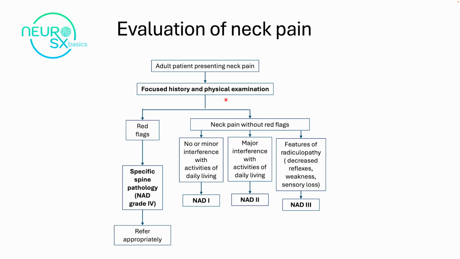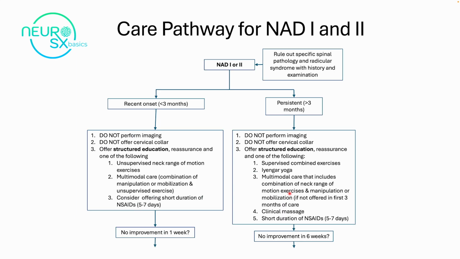Now, if somebody is coming to us without these red flags, they could either be NAD 1, 2, or 3, depending on their features. If there is no interference with activities of daily living, it's NAD 1. If there's a major interference with activities of daily living, that's NAD 2. Or if there are features of radiculopathy like decreased reflexes, weakness or sensory loss, then it's NAD 3. Now, how do we treat patients who are presenting to us with the more minor NAD, that is NAD 1 and NAD 2? Okay, we'll discuss the care pathway for NAD 3 later.